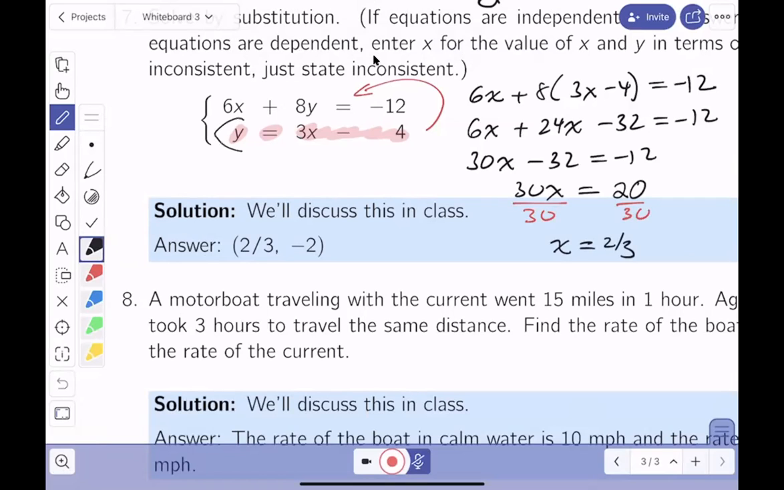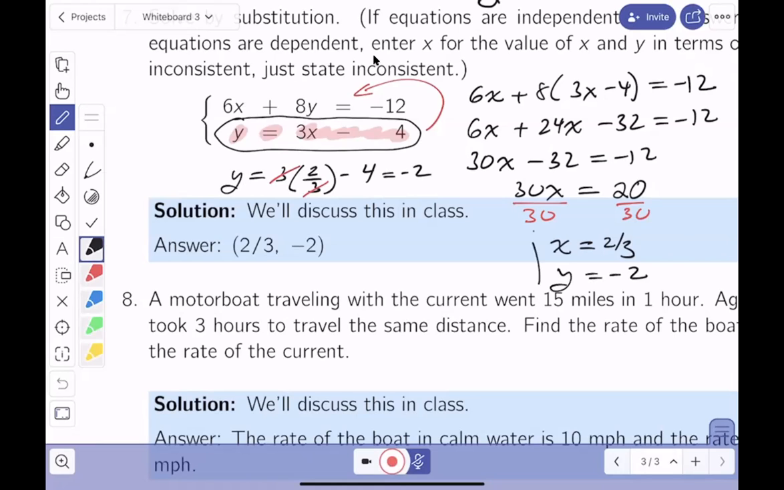Well, I'm going to say plug it in here. And what would you get? You would get Y equals 3 times 2/3 minus 4. What's nice? The 3's cancel off. And what do you get? 2 minus 4, which is -2. So Y is -2. So I can put a box in that.